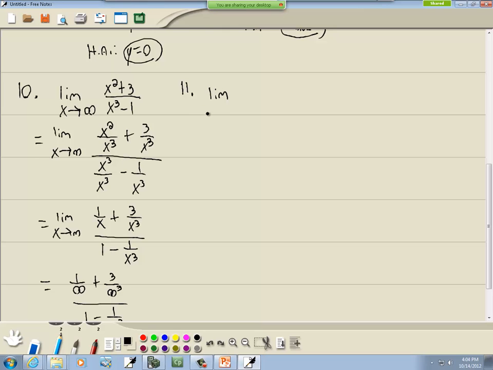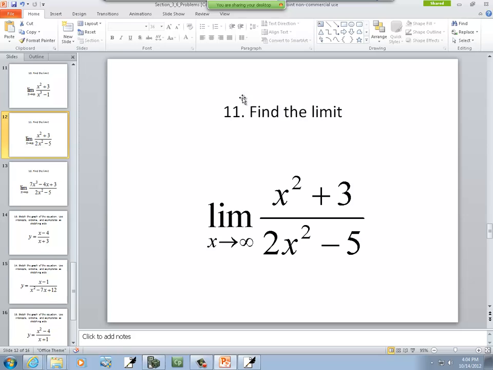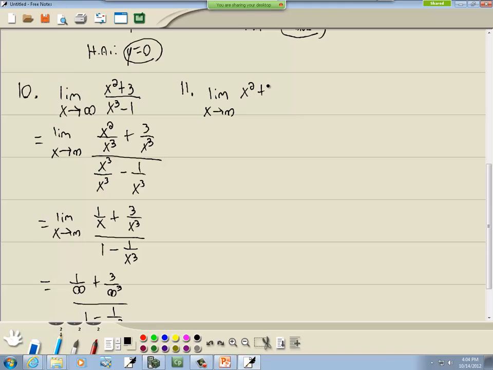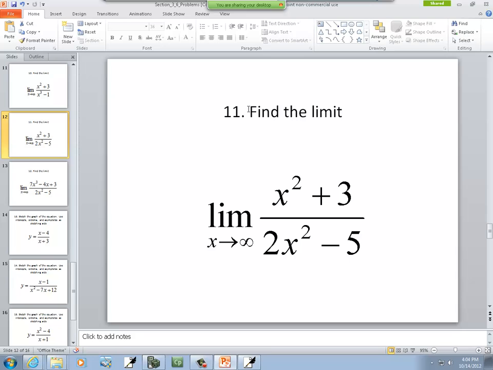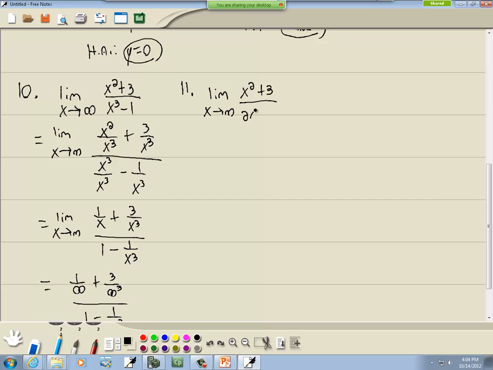We get limit as x goes to infinity of x squared plus 3 over 2x squared minus 5. And that's what we're studying. When we're studying the horizontal asymptote, we're wondering what happens as x goes to infinity, as x goes to negative infinity. Our largest power in the denominator is x squared. So we're going to divide everything by x squared. So I got limit as x goes to infinity of x squared over x squared plus 3 over x squared, then 2x squared over x squared minus 5 over x squared.